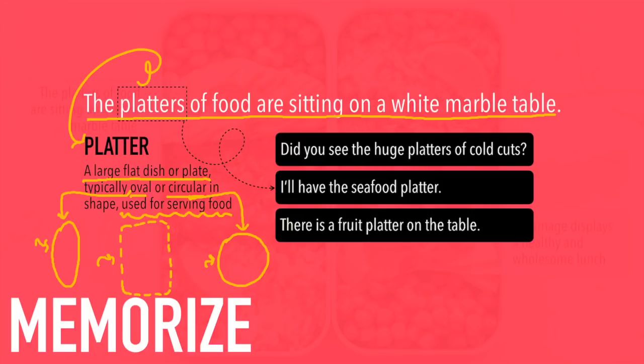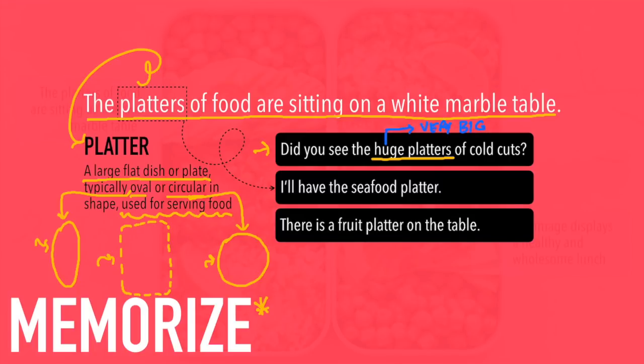Now, so we're understanding what the word means. Again, you have to memorize: a large flat dish or plate, typically oval or circular in shape, used for serving food. Now, some example sentences that we get from the dictionary are, did you see the huge platters of cold cuts? Now, real quick, huge just means very big, okay? I've explained that in a previous video, but it just means very big.